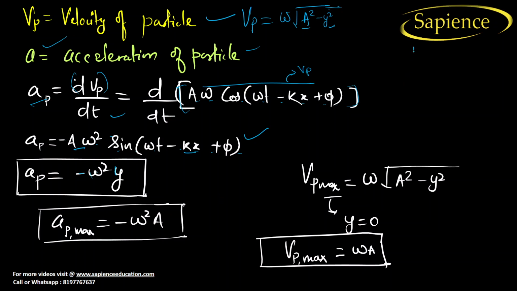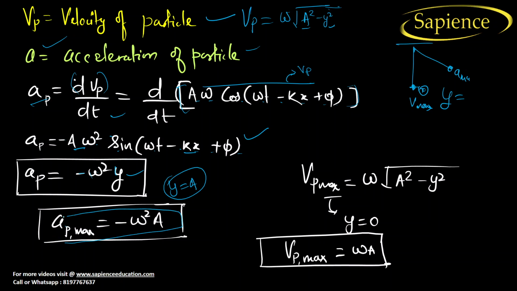Now we know that in any SHM movement, the velocity is maximum at the mean position, and acceleration is maximum at the extreme position. At the extreme position, the value of y will be equal to a. So hence the maximum acceleration of the particle we are getting is minus omega square a.